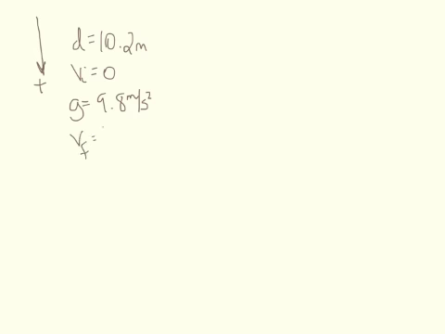When doing these types of problems, it is important that you assign which direction is positive. In this case, all of the motion is downward, so we are going to say that down is positive. The displacement of the basketball is 10.2 meters down, so it is positive. The initial velocity of the ball is 0 since she dropped it, and since it is dropping, the acceleration is provided by gravity, which is 9.8 meters per second squared. We need to find V final, so that's our question mark.